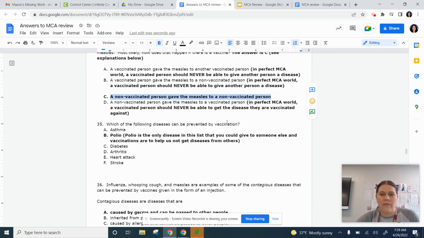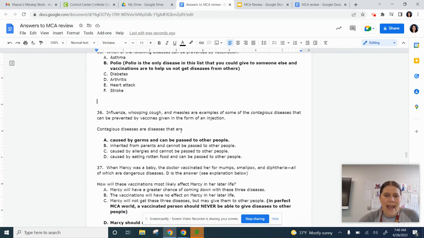35, which of the following can be prevented by getting that shot or that vaccination? It's polio. Polio is a disease from a long, long time ago. It made people paralyzed, or maybe not completely paralyzed, but a friend of mine, her dad had polio, and he's had to walk with a cane since he was like 20 because he can't use one of his legs. So asthma is the disease where you can't breathe. You can't give that to someone else. Remember, vaccinated ones are where you give it to someone. Same with diabetes, arthritis, heart attack, and stroke. You don't pass those to someone.